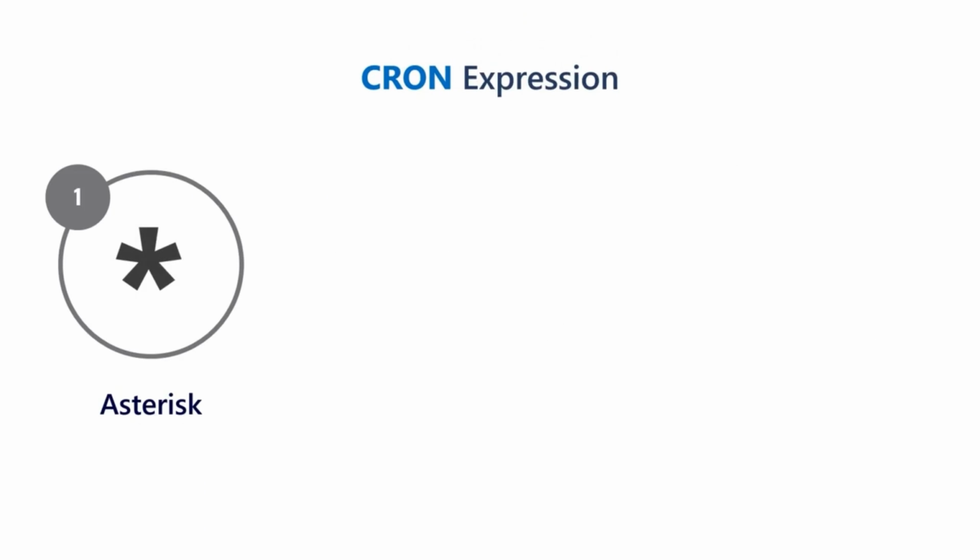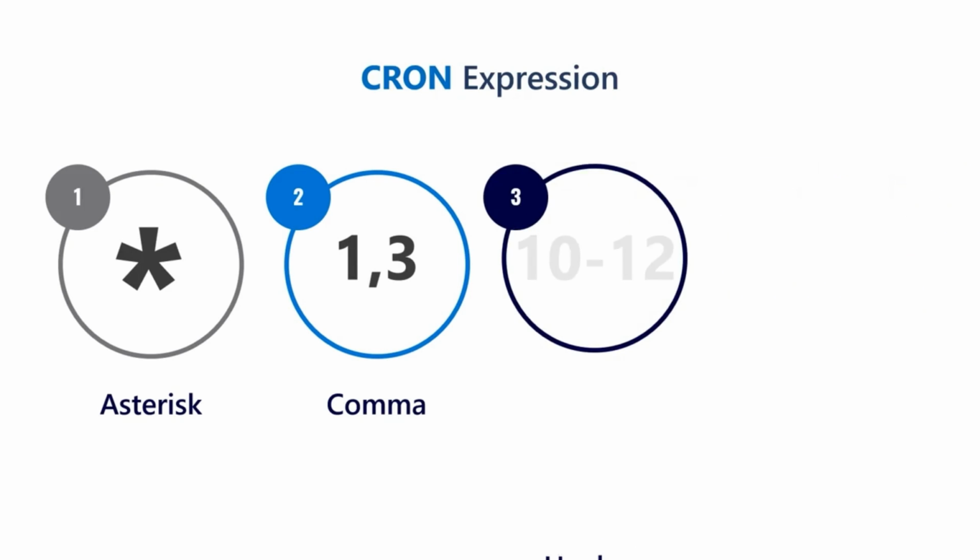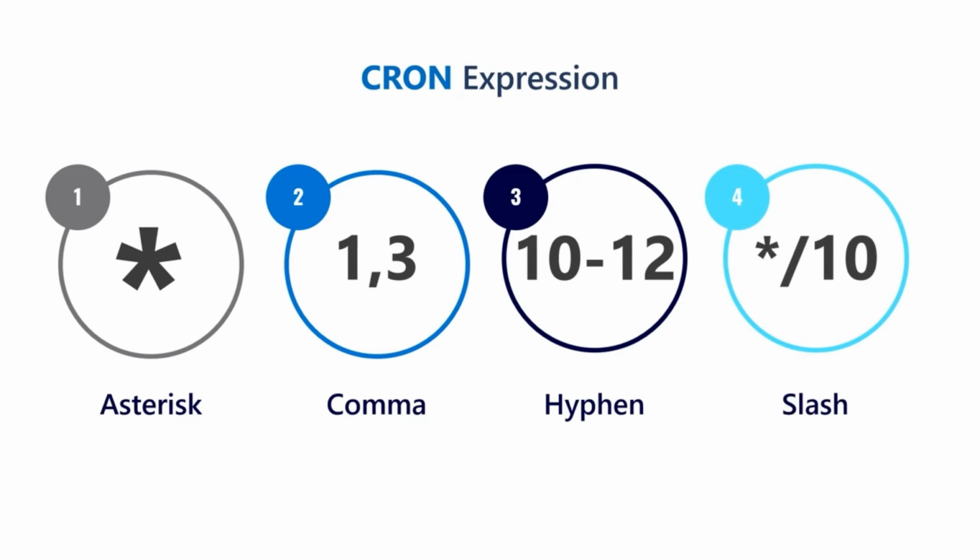To build a cron expression, you need to have a basic understanding of some of the special characters. Let's take a look at them now. An asterisk selects every value in a field. For example, an asterisk in the day of the week field means every day. A comma separates items in a list. For example, 1,3 in the day of the week field means just Mondays, day 1, and Wednesdays, day 3. A hyphen specifies a range. For example, 10-12 in the hour field means a range that includes the hours 10, 11, and 12. Finally, a slash specifies an increment. For example, */10 in the minutes field means an increment of every 10 minutes.